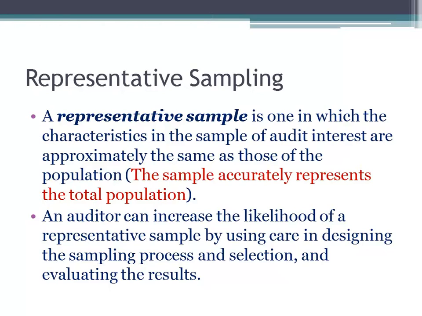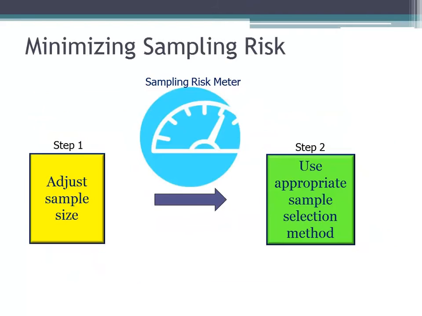So an auditor has to be very careful in designing and approaching the sampling process and selection, as well as then evaluating those results. You can't evaluate the results of a control if you don't fully understand the control. Because if you don't fully understand the control, you're not going to know what constitutes an exception or a deviation from that control.